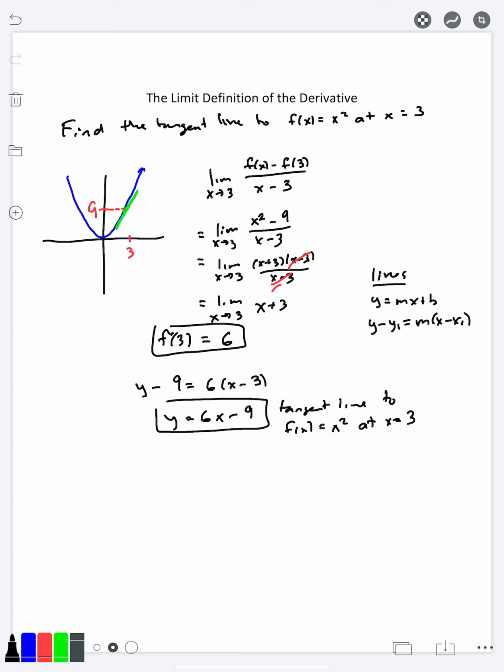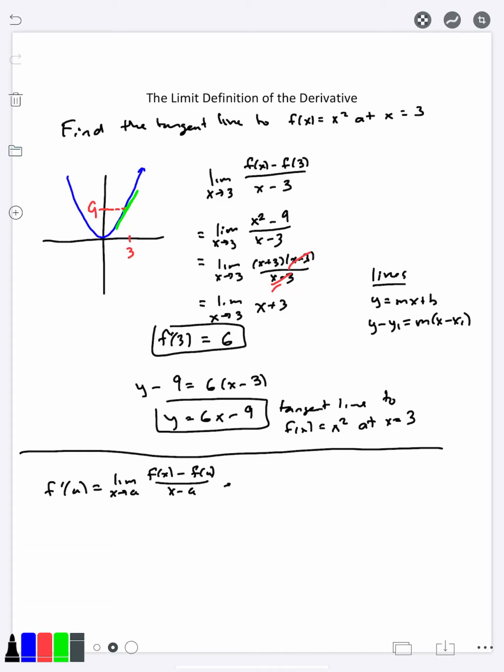Now, the only thing I want to point out is that there's in fact a second way to solve this problem. I showed you that f prime of a is the limit as x goes to a of f of x minus f of a over x minus a. The other way to do this is to write the limit as h goes to 0 of f of a plus h minus f of a over h.